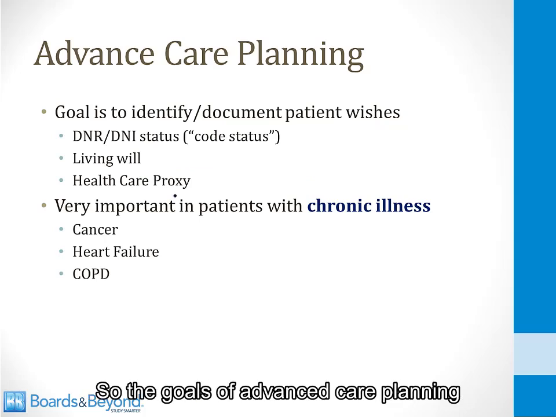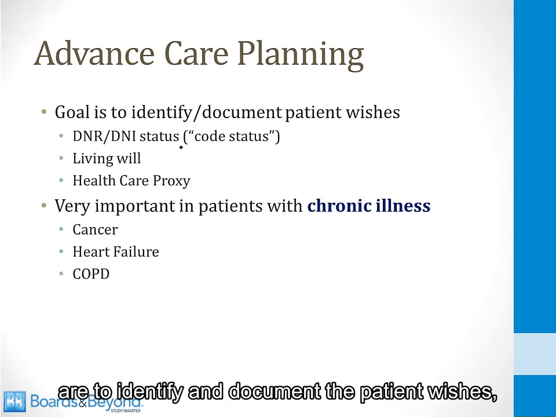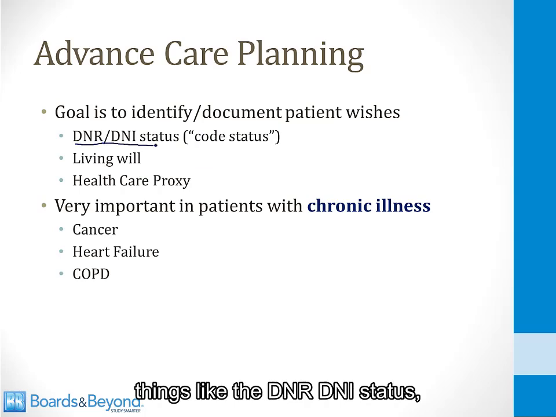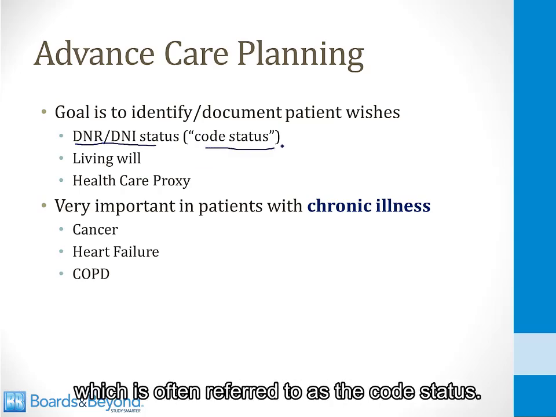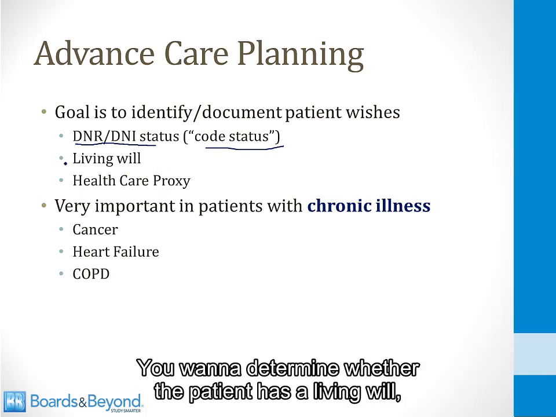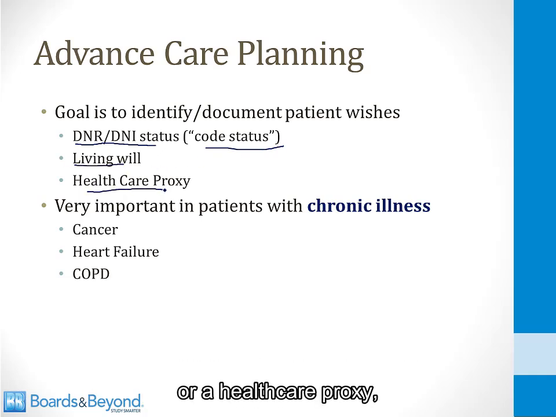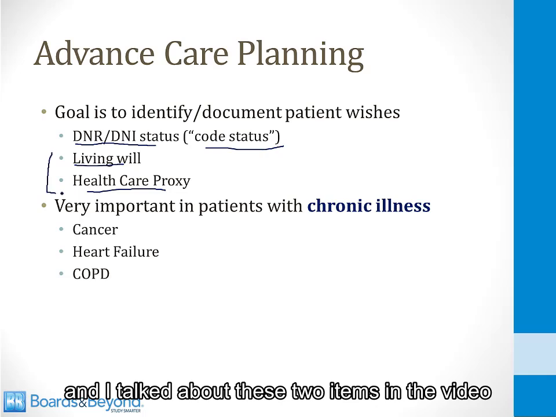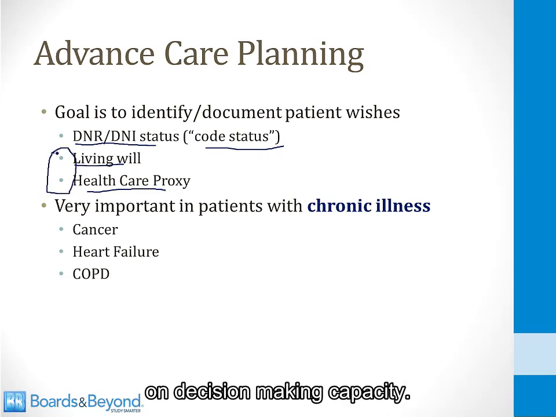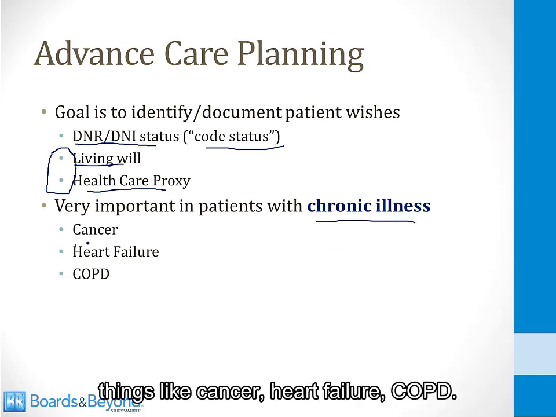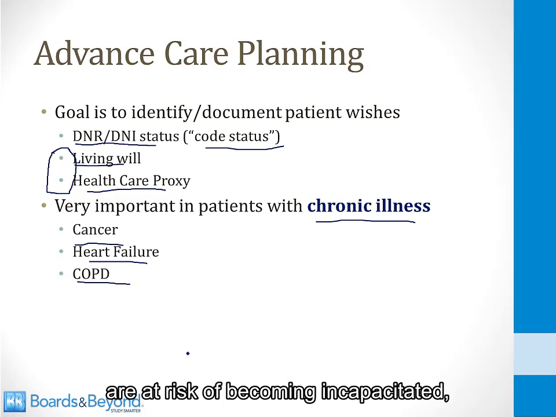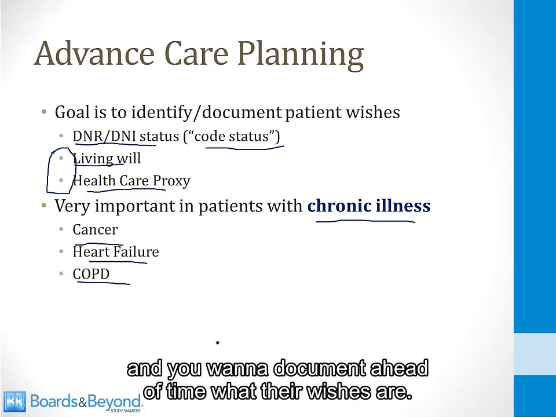So the goals of advanced care planning are to identify and document the patient wishes, things like the DNR-DNI status, which is often referred to as the code status. You want to determine whether the patient has a living will or a healthcare proxy, and I talk about these two items in the video on decision-making capacity. And as I mentioned on the last slide, this is very important in patients who have chronic illnesses, things like cancer, heart failure, COPD. Patients with any of these illnesses are at risk of becoming incapacitated, and you want to document ahead of time what their wishes are.